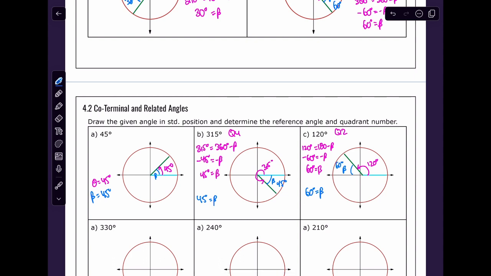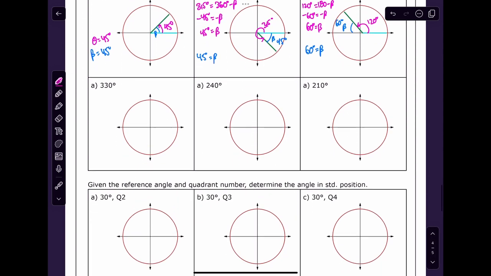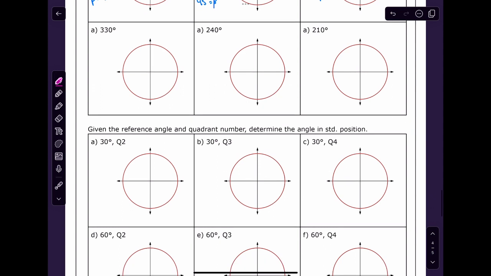So now we know how to find a reference angle when we're given an angle in standard position. Now let's work in the reverse where we're given the reference angle and we need to determine an angle in standard position. It's important that we have the quadrant number as well for this problem because the reference angle of 30 degrees can be in any quadrant.